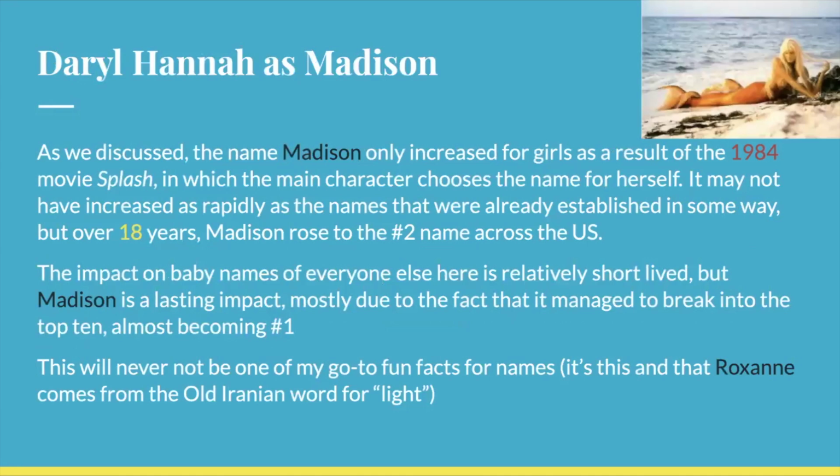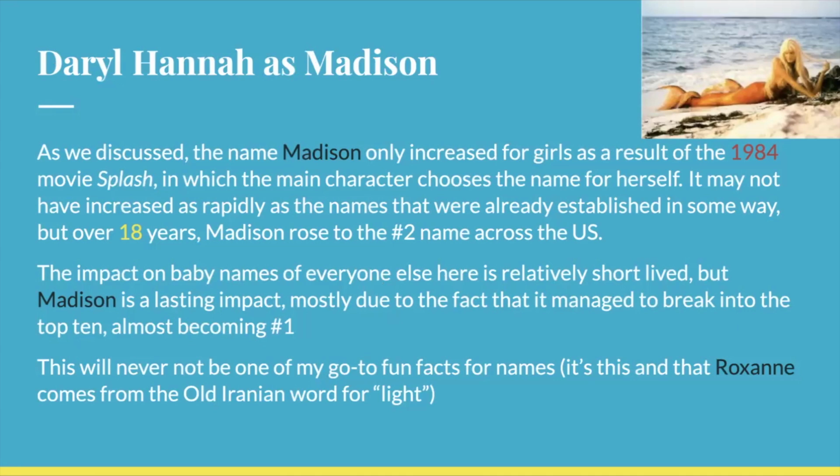As we discussed, the name Madison only increased for girls as a result of the 1984 movie Splash, in which the main character chooses a name for herself based on a street sign. It may not have increased as rapidly as the names that were already established in some way, but over 18 years, Madison rose to the number 2 name across the United States. The impact on baby names of everyone else here is relatively short-lived, but Madison is a lasting impact, similar to Tiffany, but it got even more popular than Tiffany.